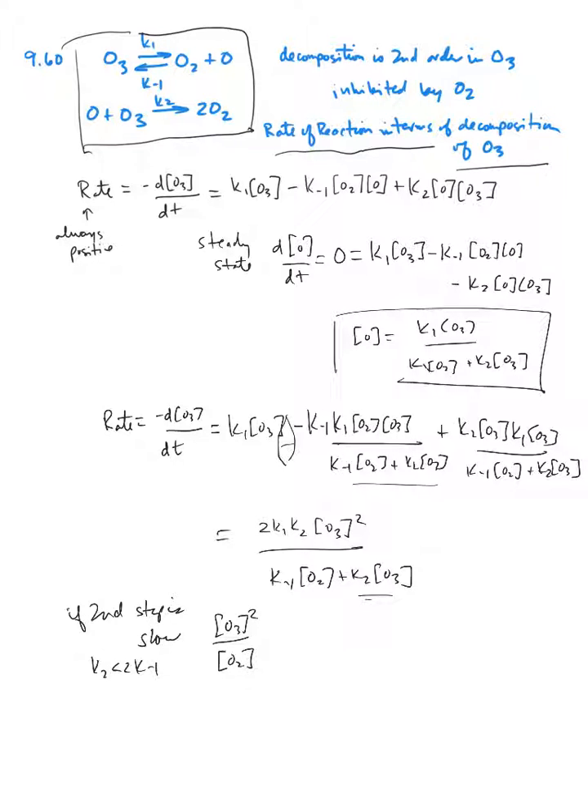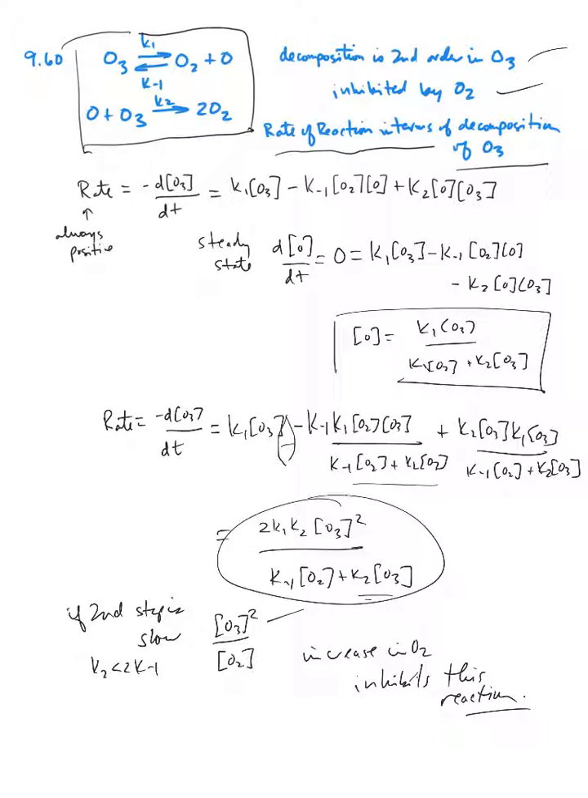What that means is that the increase, if that were to happen, increase in oxygen inhibits this reaction. Which is one of the experimental observations that was made, and also that it's second order in ozone. So this rate law expression does correspond to that under these conditions of the second step being slow.